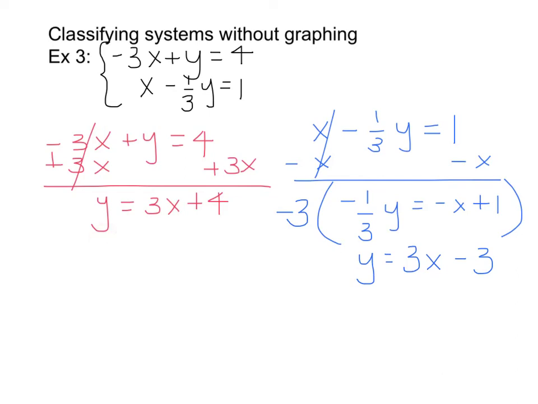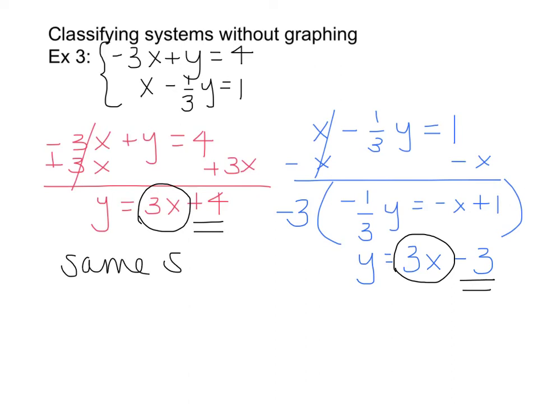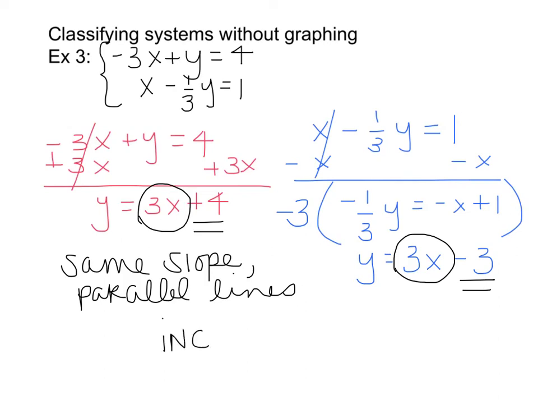I have y equals 3x plus 4 and y equals 3x minus 3. And I hope you're sitting here noticing that they both have the exact same slope, that they both have a 3 in front of the x. But their y-intercepts are different, positive 4 and -3. So two lines that have the same slope are considered to be parallel lines. And we know that parallel lines are never going to intersect, so this is an inconsistent system.